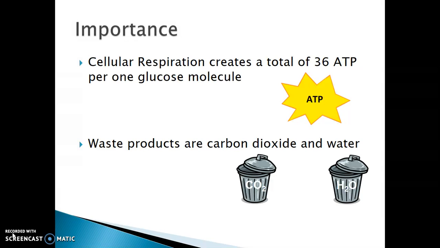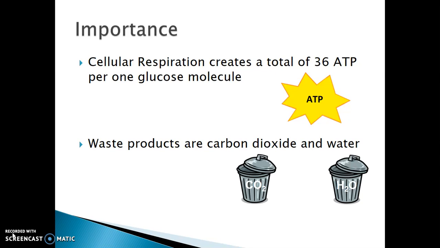So why is cellular respiration so important? Because you take one glucose molecule, one C6H12O6, and you create a total of 36 ATP. 2 during glycolysis, 2 during Krebs cycle, and 32 during the electron transport chain. So that's a lot of ATP for one glucose molecule. And just think, anytime you eat something, you eat a salad, you're eating millions of glucose molecules. And you're able to multiply those molecules by 36 to get that amount of ATP, which is awesome. And your waste products are carbon dioxide and water.